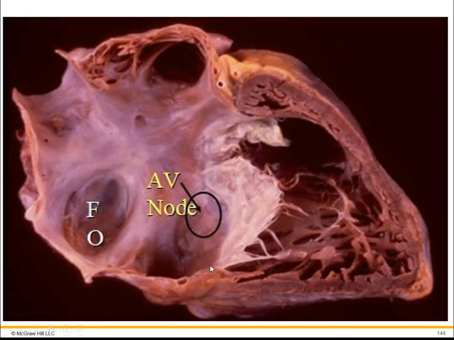All right, here's a heart. They've kind of cut away part of the right atrium. We're looking into sort of the middle portion of the heart. This is the interatrial septum. This would be where the interventricular septum is. You can see here in the right atrium the fossa ovalis.